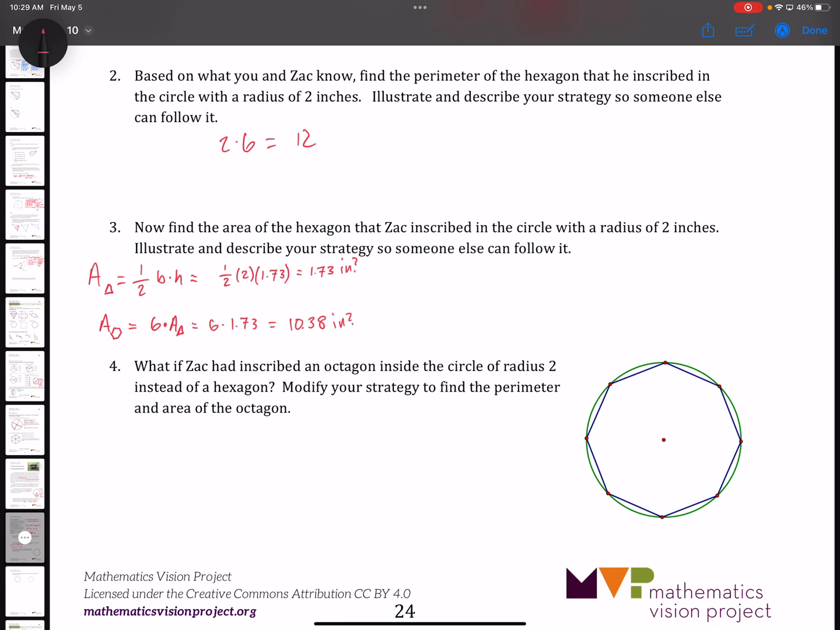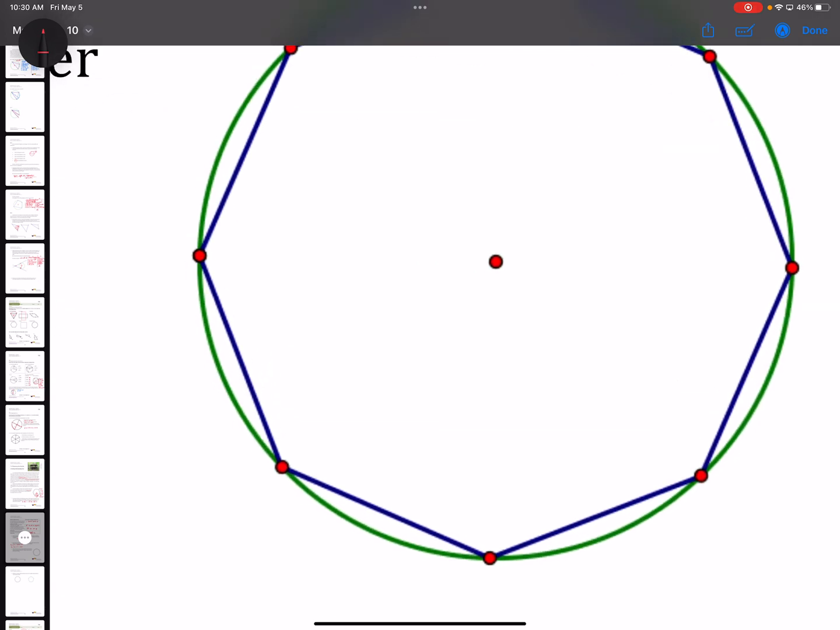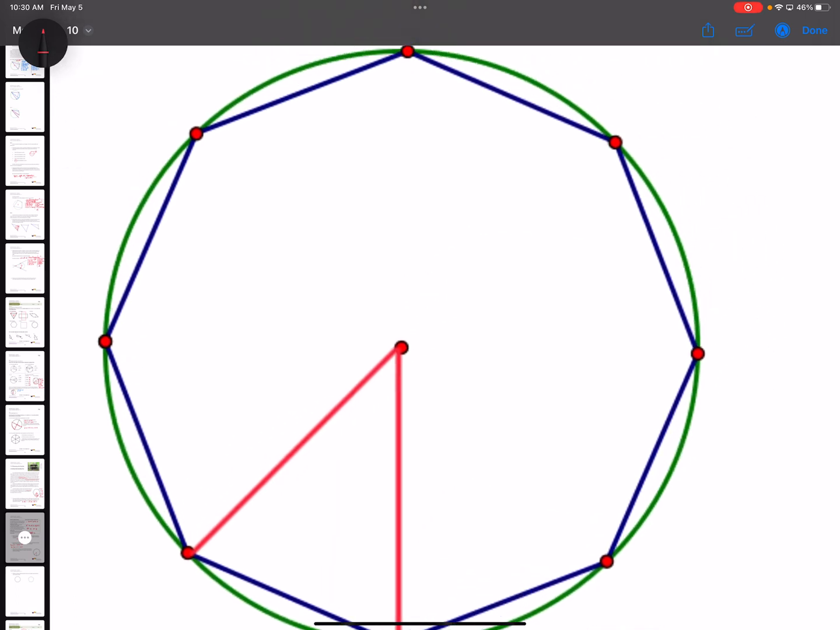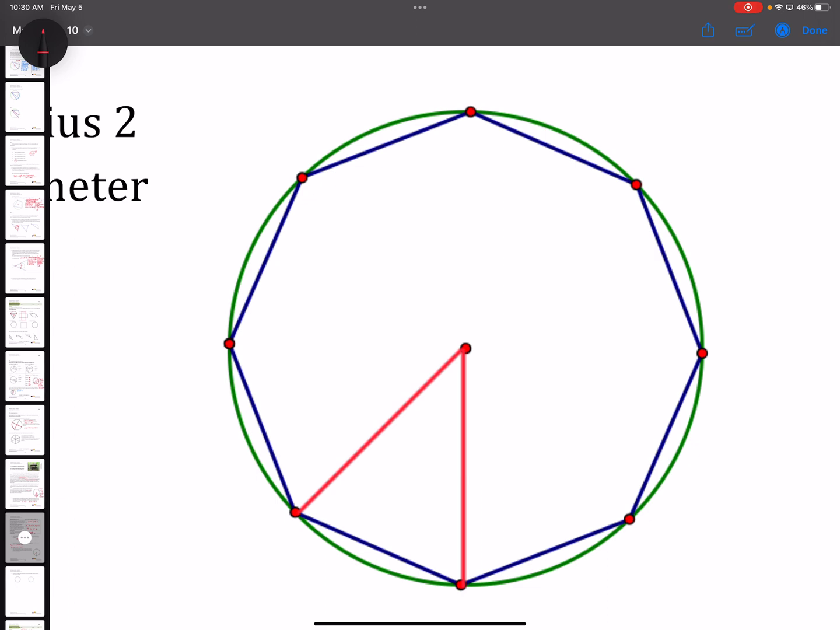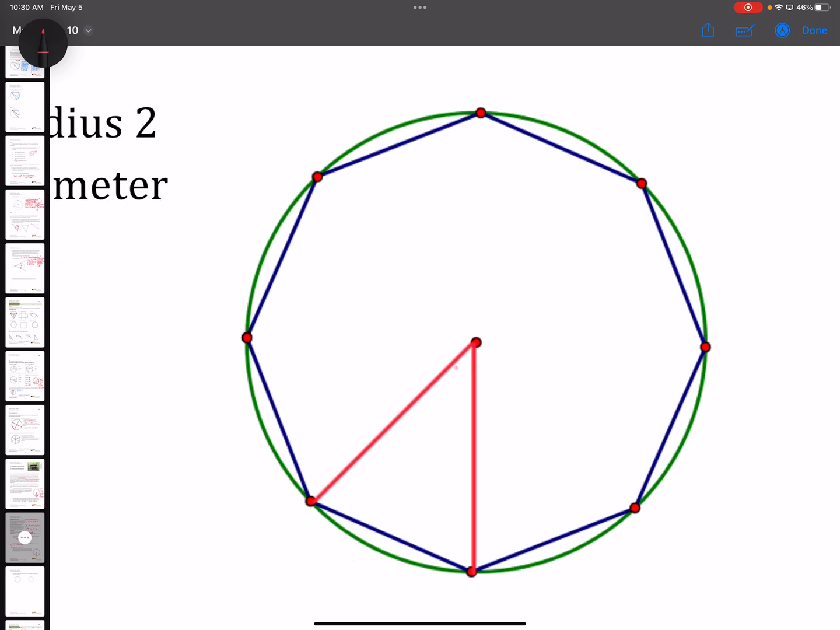Okay, how about if Zach had inscribed instead an octagon with a radius 2 instead of a hexagon? Just use the same method, but with 8 instead. So now, let's build our triangle real quick. Will the angle measures be the same? This one looks isosceles, because the last one was equilateral, right? This one looks isosceles. How is it 45? Because you do 360 divided by 8.